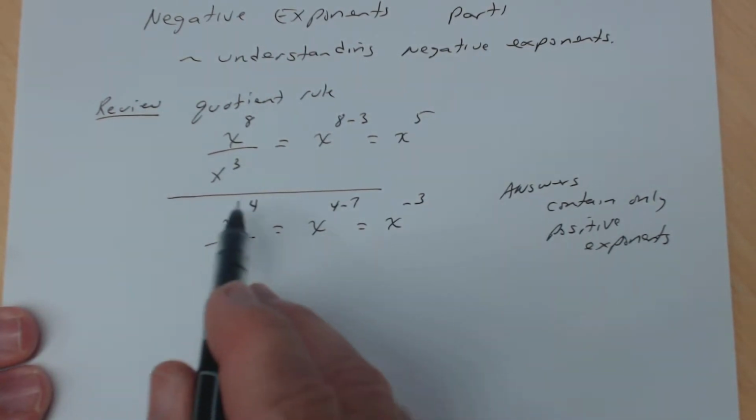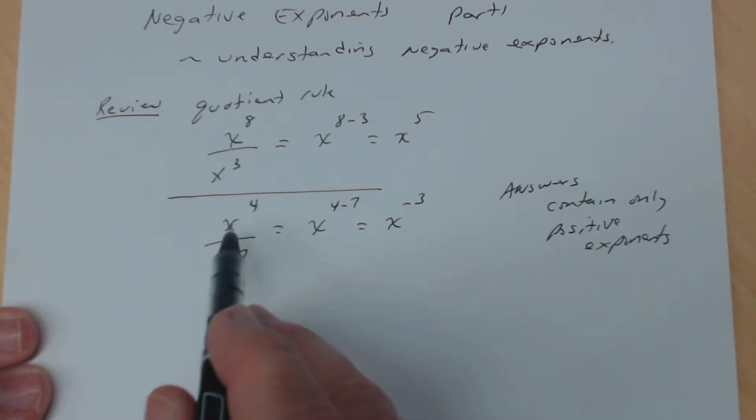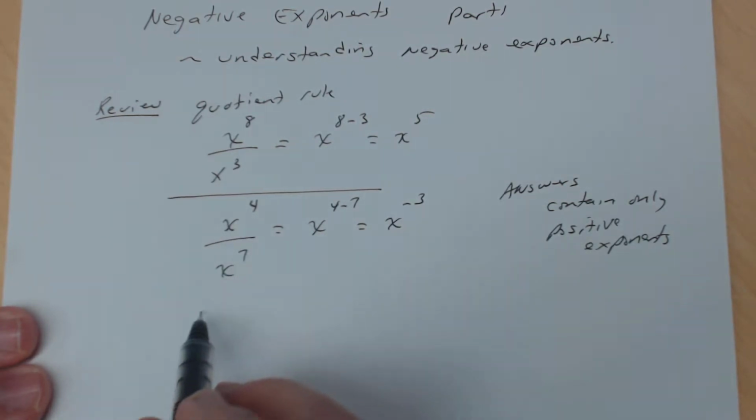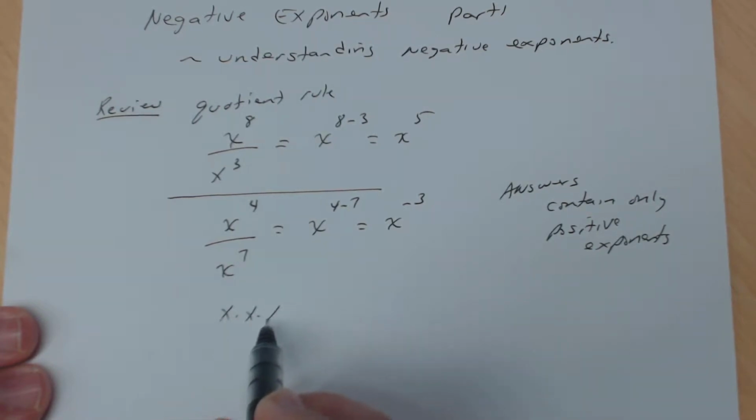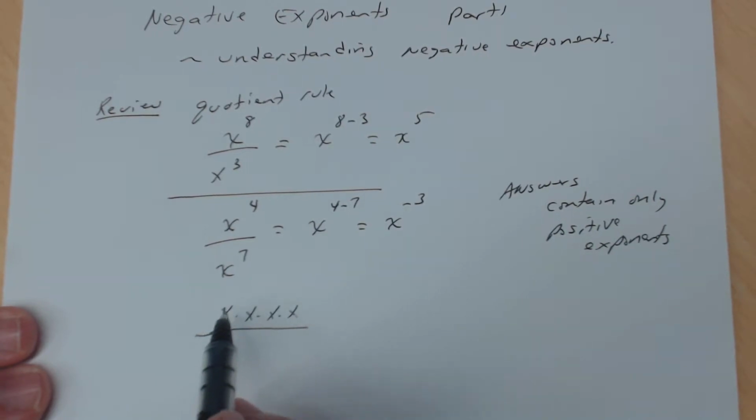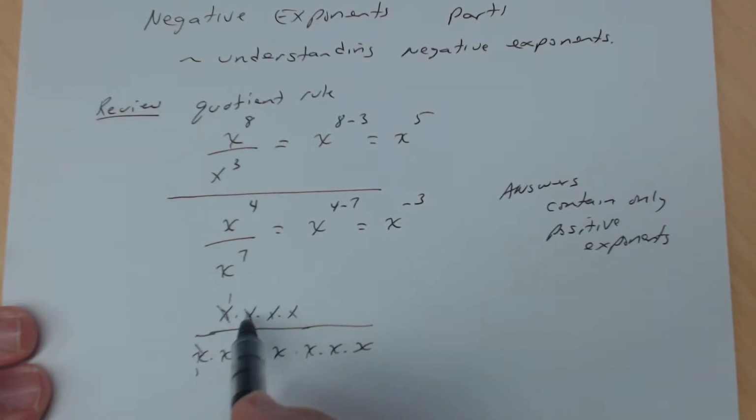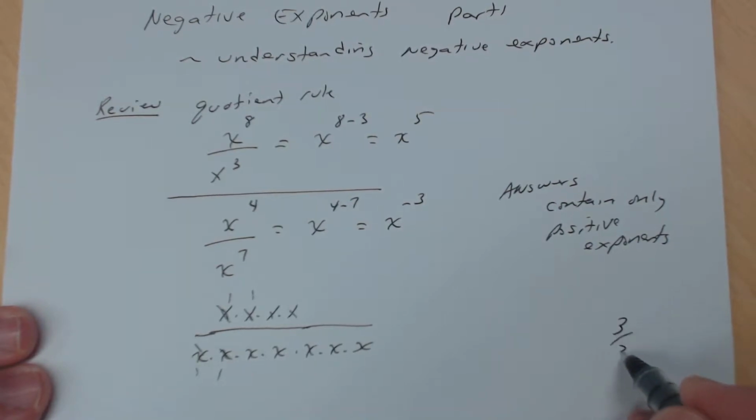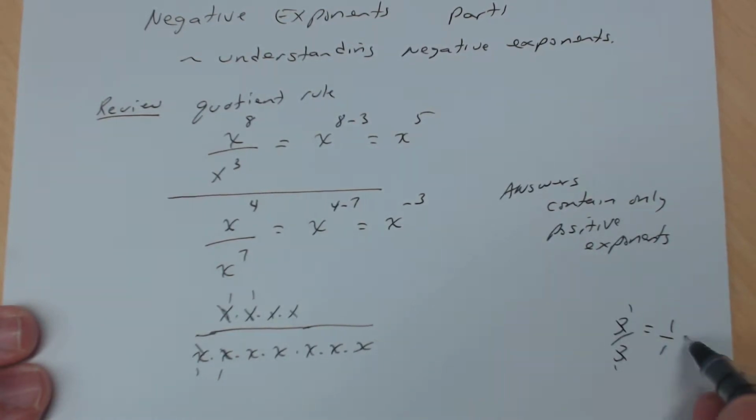Well, let's look at the definition of x to the fourth. x to the fourth means x times itself 4 times, and then x to the seventh means x times itself 7 times. So I'm going to have 7 factors of x: 4, 5, 6, 7. And then we reduce, dividing out the common factors. Remember, when you reduce, 3 divided by 3 is 1 over 1. 3 and 3 are both divisible by 3, so 1 and 1, that's where this came from, which is just 1.